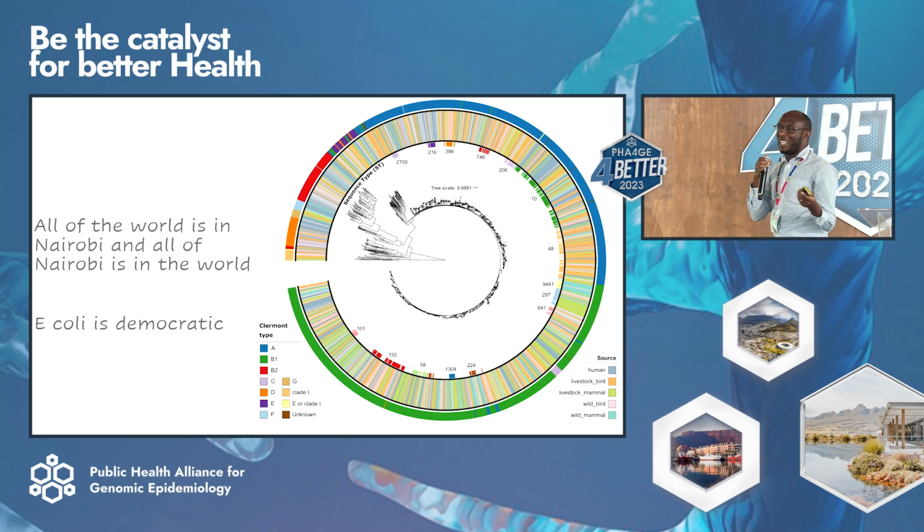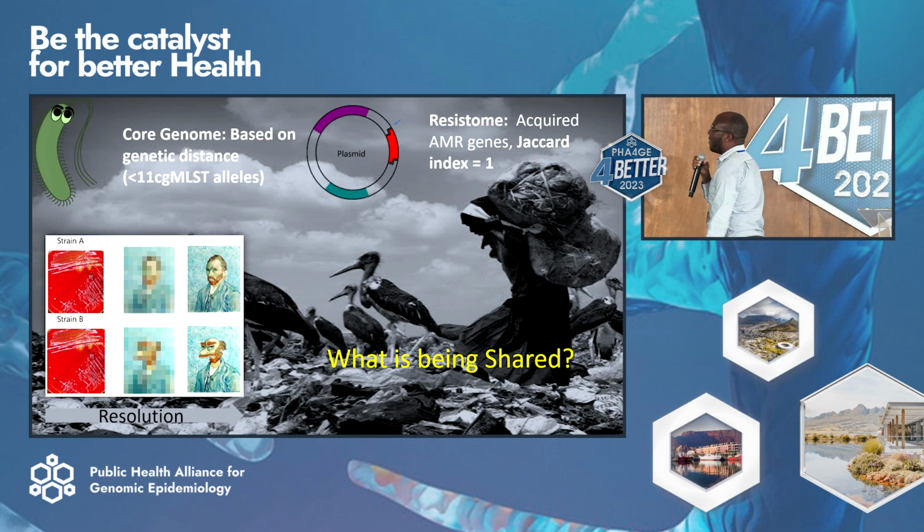And then secondly, E. coli is democratic. It doesn't matter whether you're poor or rich. You have similar types of E. coli. I think we should learn from E. coli about that. And then the second thing was to think about sharing.